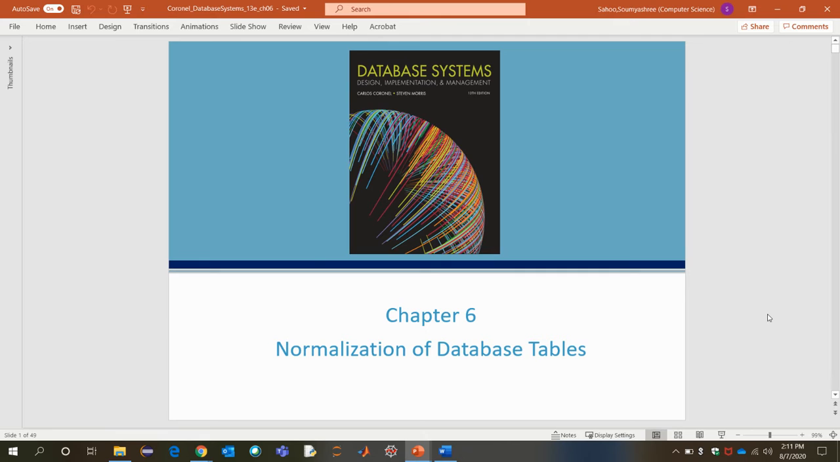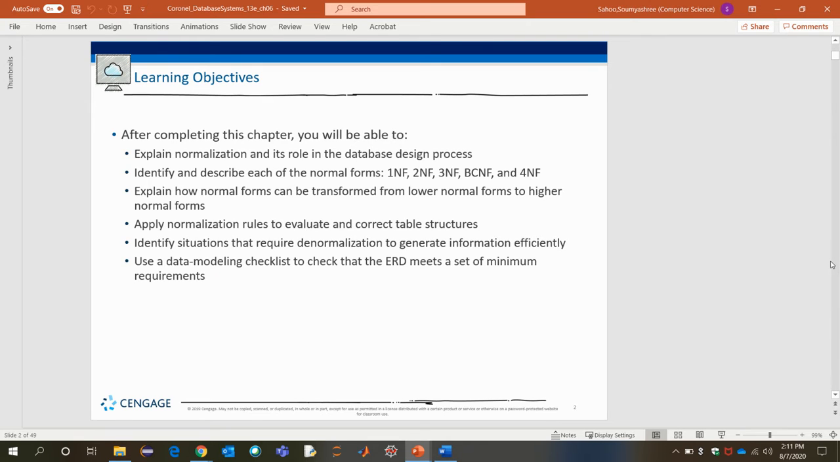The table structures are poor whenever they promote uncontrolled data redundancy. So, normalization is a concept that provides an organized way of determining a table's structural status. Here in this chapter, we will cover the basics of normalization and its role in database designing.